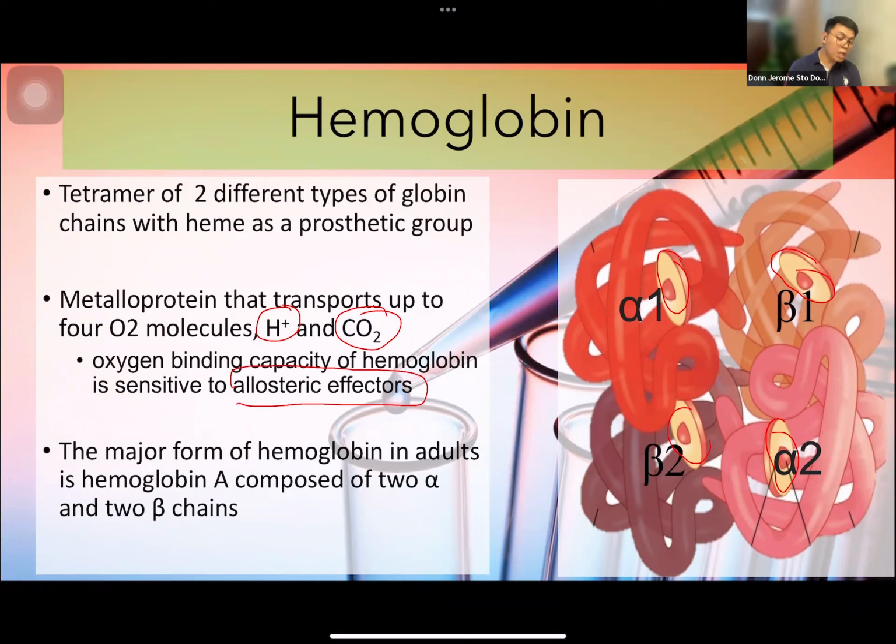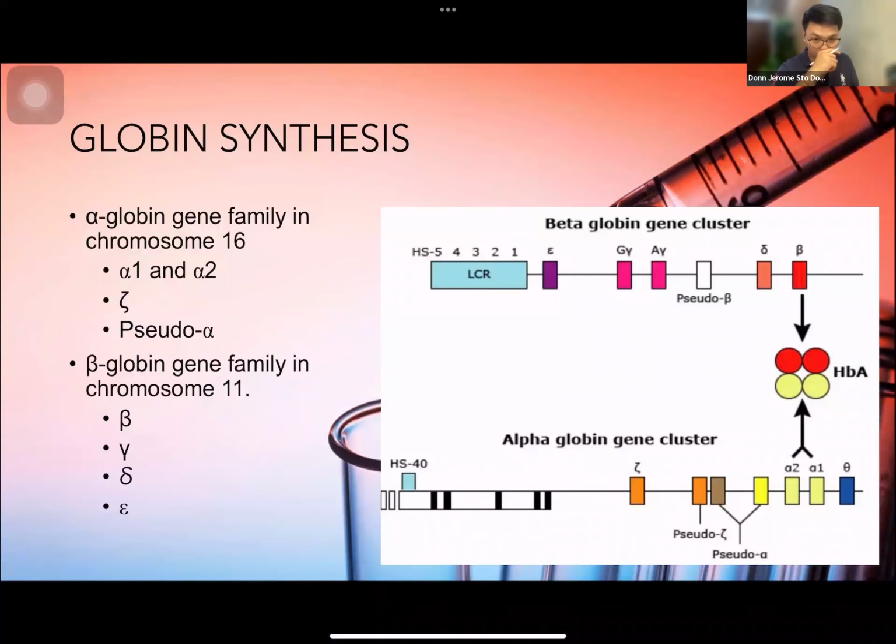Okay? So the major form of hemoglobin in adults is known as your hemoglobin A, which is composed of 2 alpha, dalawang alpha, and 2 beta chains. Okay? 2 alpha and 2 beta chains. Excuse me. Now, let's proceed with globin synthesis. Ito na yung tinahanap kanina.